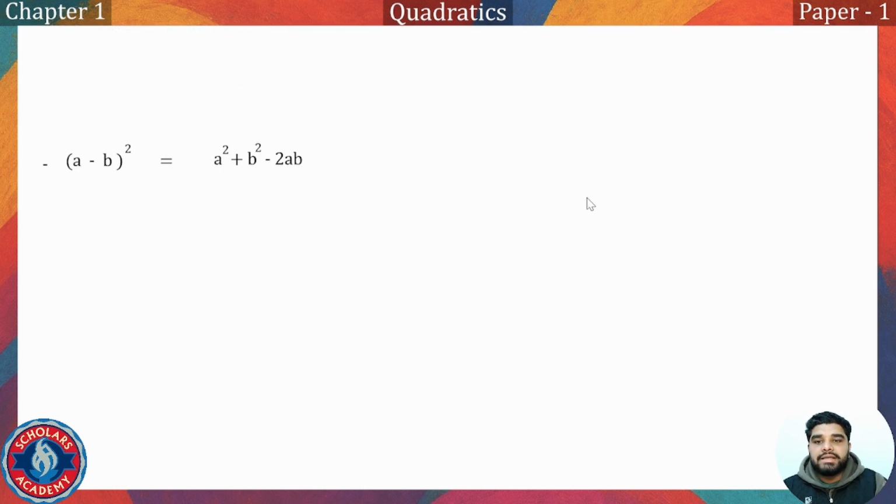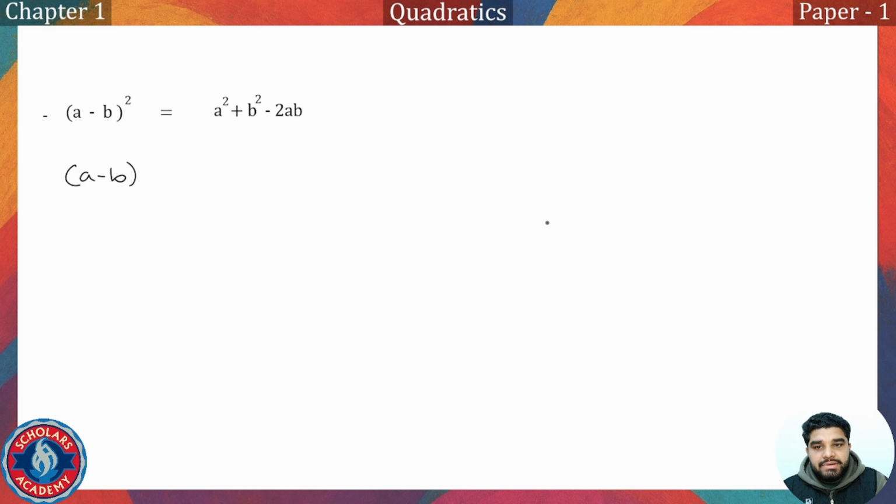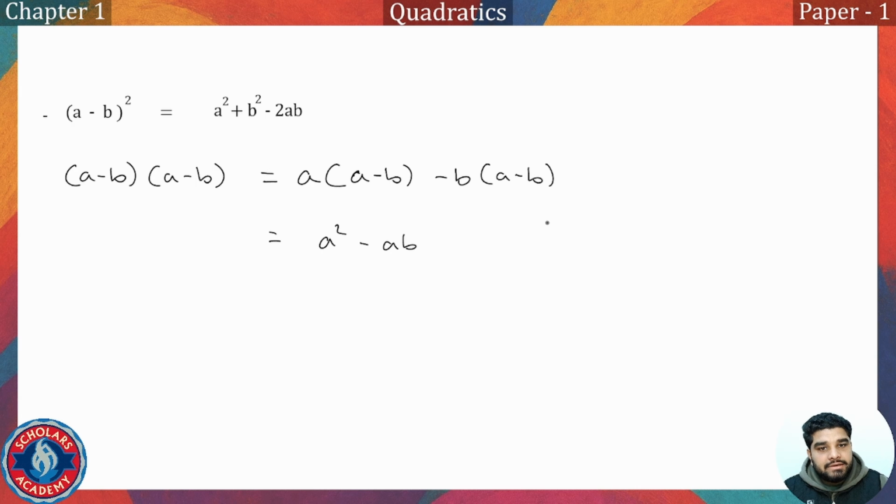Now if I check for negative, again what I will do, I will multiply a minus b with a minus b. This can give us a times a minus b and minus b times a minus b, which can be written as a square minus ab minus ba, minus minus plus b square. So at last we can write a square plus b square minus 2ab.